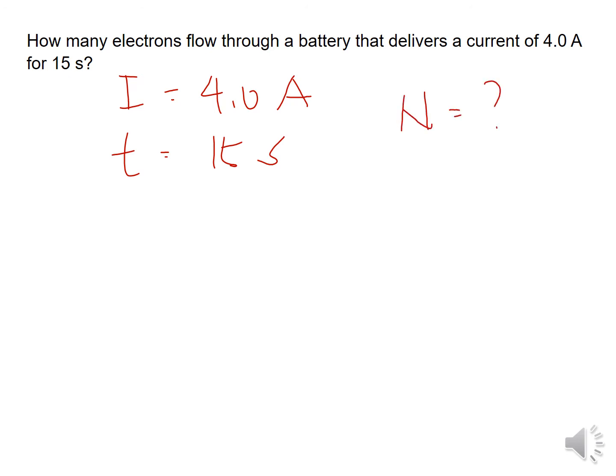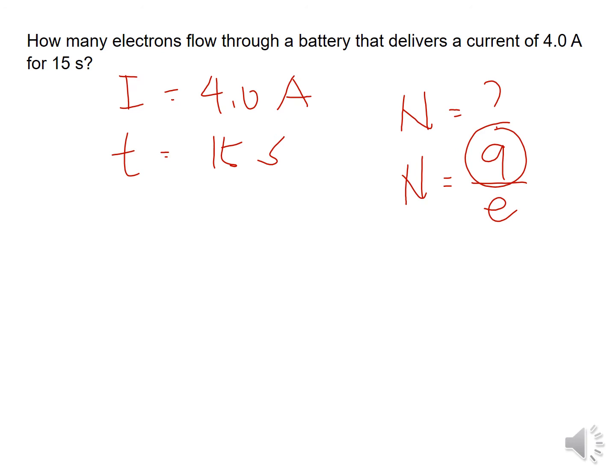In the previous chapter, we discussed how to compute for the number of particles or the number of electrons, in which, if you still remember, we have this formula. The number of electrons is equal to the charge divided by the charge of electron. So we will be using this formula to compute for the number of electrons in this problem, but we need to get first the value of charge.